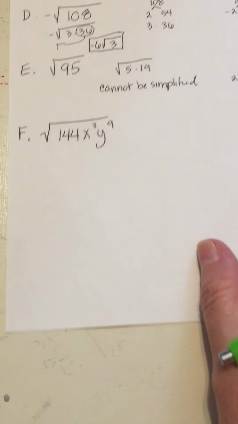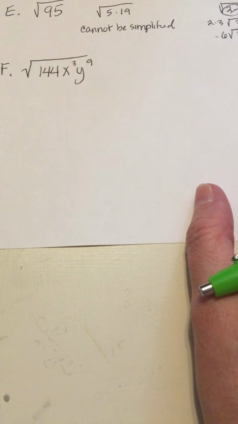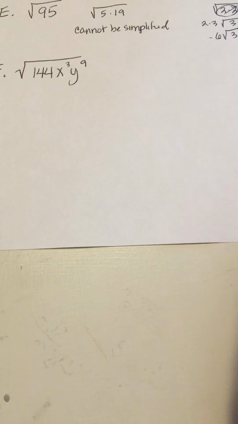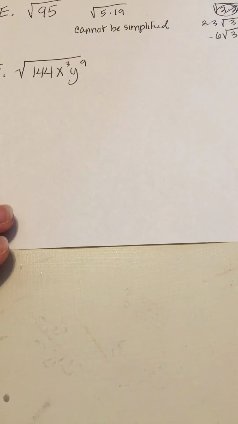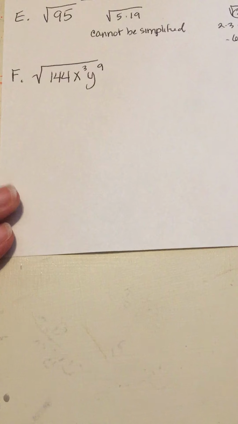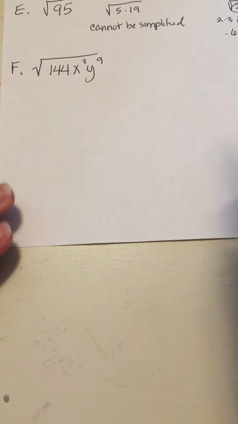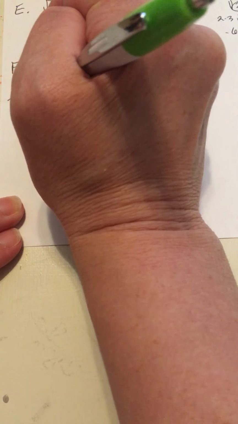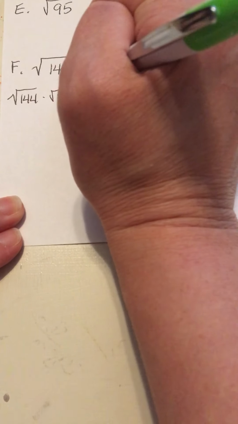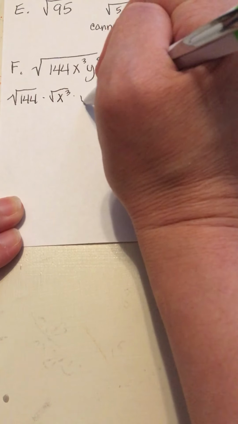Okay, the last one I want to show you is one of these with some big numbers. And again, I'll show both ways: the way she showed with the factor trees, where she wrote out all the y's, and then this other way. This one doesn't really matter how you do it. So I'm going to do it this other way first. I'm going to break this down, and I've got the square root of 144 times the square root of x to the third times the square root of y to the ninth.